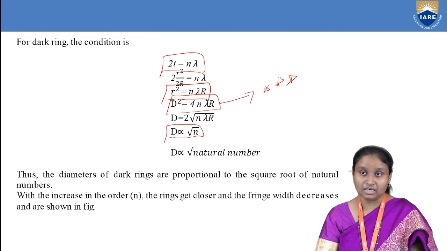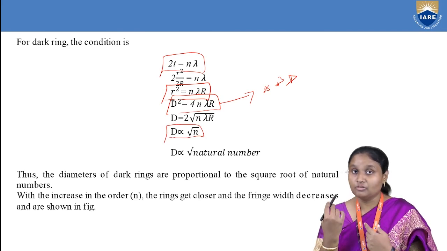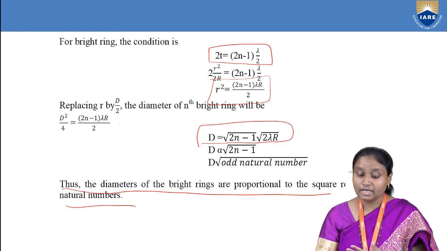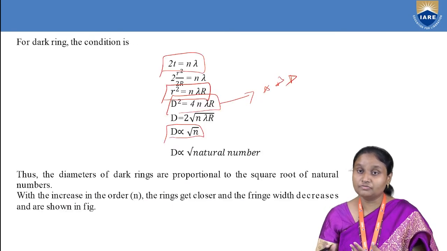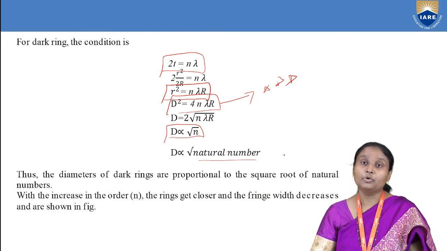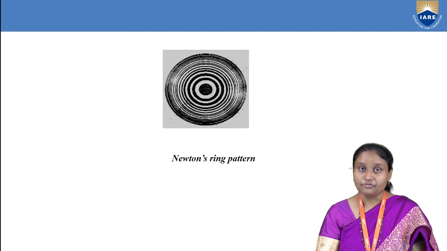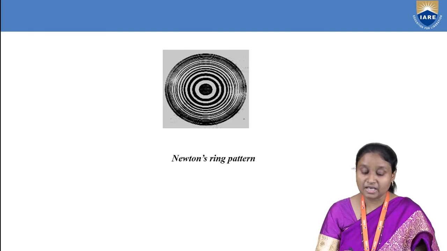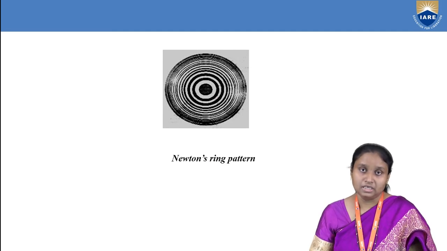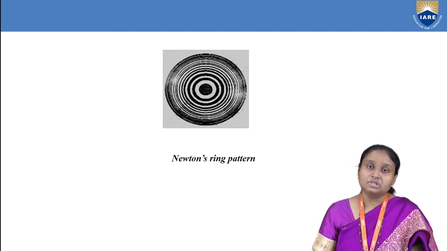N is nothing but a natural number. Whereas the diameter of the bright ring is proportional to the square root of an odd natural number, the diameter of the dark ring is proportional to the square root of a natural number. And one important point you have to see here is, if you see this interference ring pattern, when the order is increasing, what is happening to all the circular rings? They are coming very much closer to each other. So this is about our Newton's rings experiment.